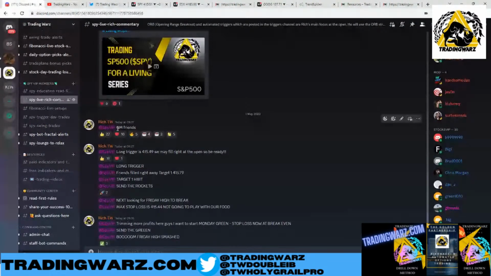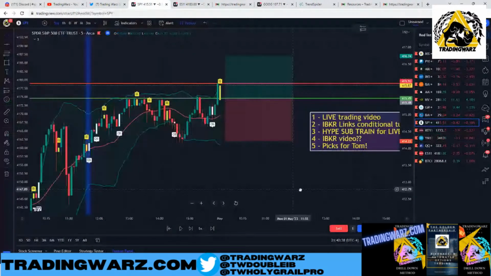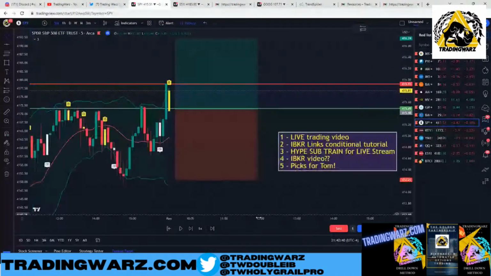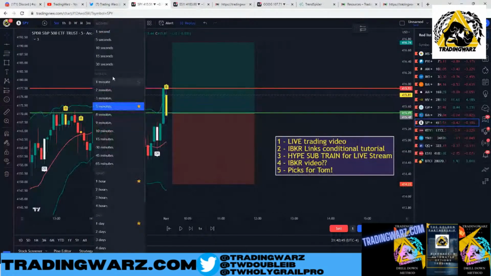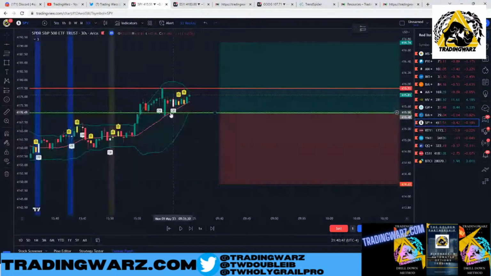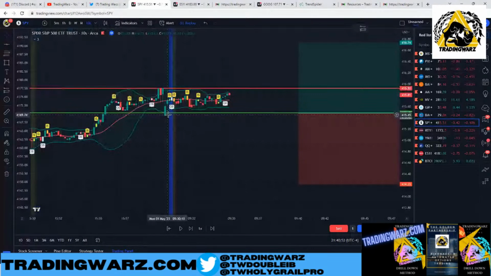Go back into the Discord, the live commentary: "Good morning, friends. Long trigger is 415.49. We may fill right at the open, so be ready." That's the key that I want to show you guys today. First 5-minute bar comes in, boom. If you notice, this candle filled right at the open. We'll go down to a 30-second chart. Within the first 30 seconds, so this was probably 10 seconds, within the first 10 seconds, we get filled.